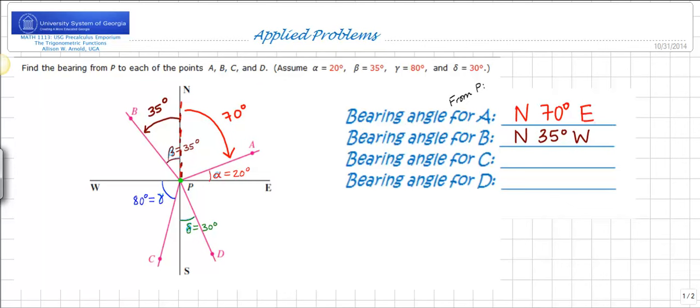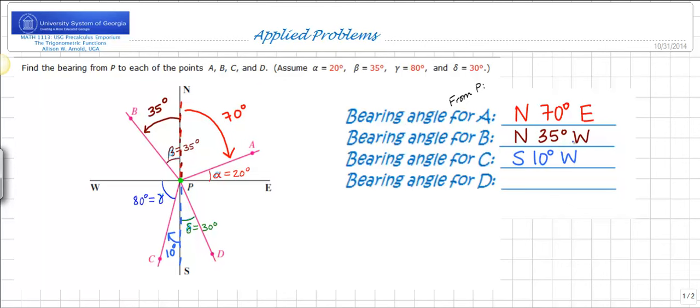Now to reach the point C from the point P, we see that C is below or south of P, so we head south. And then we need to head over 10 degrees to reach the line passing through P, since we know that gamma, the complement, is 80 degrees. So this would be south 10 degrees toward the west.